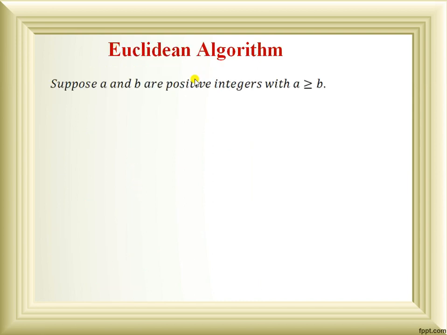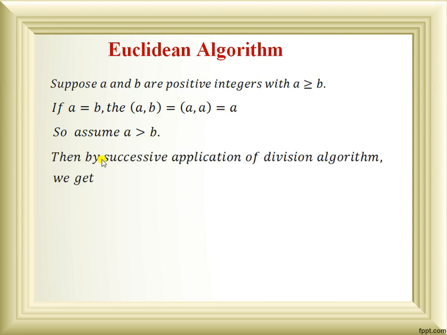Let us have the Euclidean algorithm. General statement: suppose A and B are positive integers with A greater than or equal to B. If A is equal to B, then (A, B) = (A, A) = A. So assume A is greater than B. Then by successive applications of the division algorithm, we get A equal to... Whichever number is greater, we take that as the dividend and B as the divisor. That is the meaning of this.